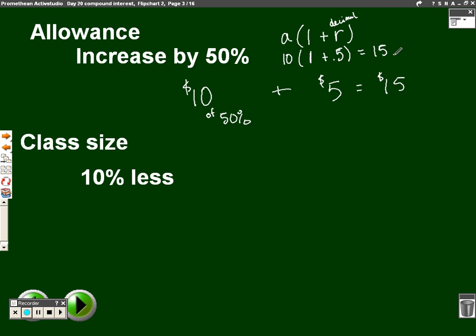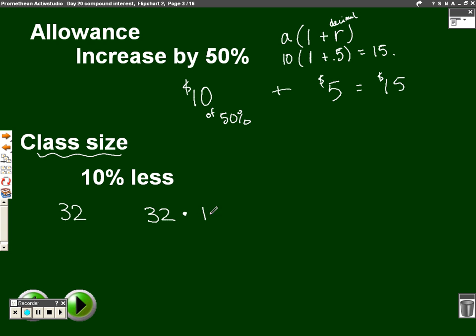All right, class size. So what if we had a decrease in my class size? Let's say I had 32 kids, and they said, we are going to decrease your class size by 10%. So let's say the principal decides we need less students in class, and we're going to decrease the class size by 10%. All right, so I have 32 kids in my class. What does that look like? Well, what is 10% of 32?